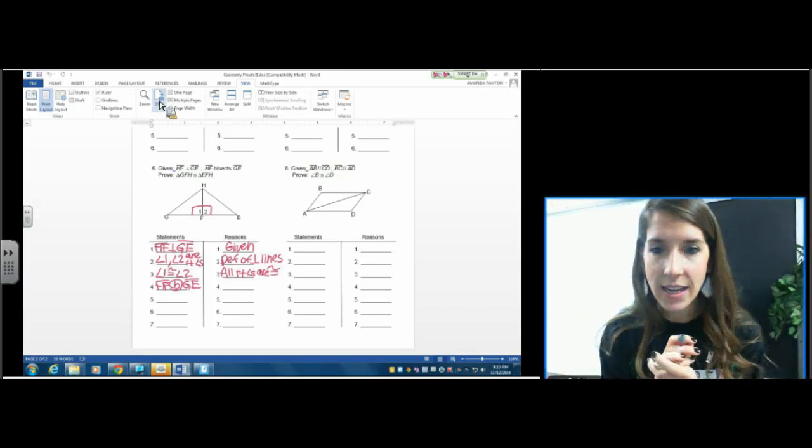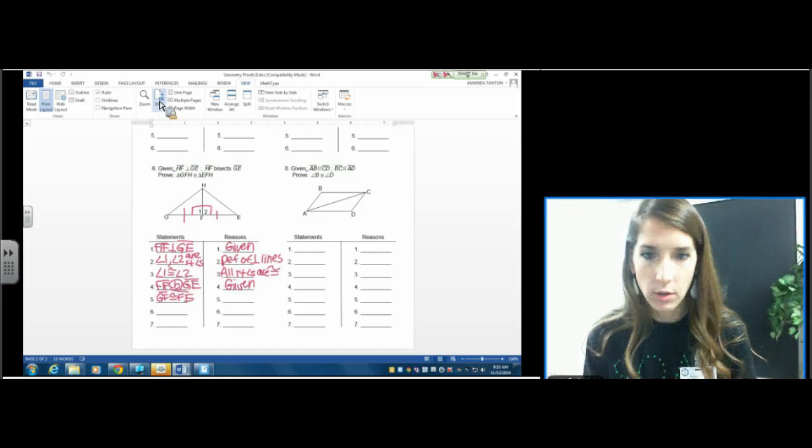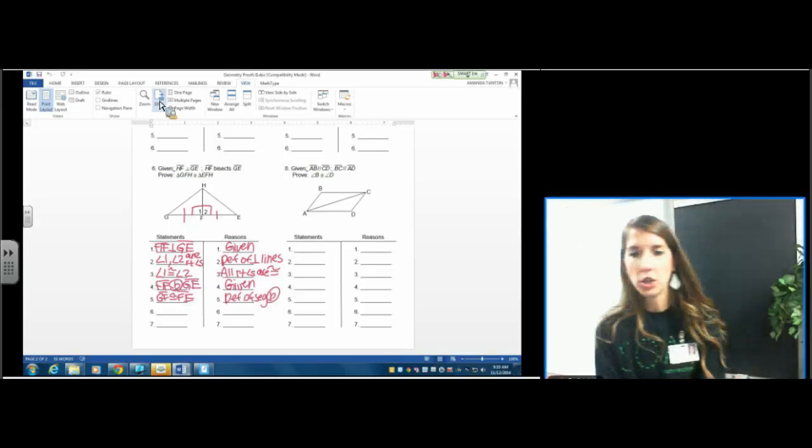Let's go to the next given. The next given is HF bisects GE. Well, when I know a segment has been bisected, I go to my picture and I add tick marks. Well, if I'm going to add a marking to my picture, I have to document it. So I got too excited. Let me write given. There's given. Now I'm going to document the fact that I added tick marks. GF is congruent to FE. All I'm doing is documenting what I added tick marks to. What's the reason? Well, it's definition of segment bisector. Make sure you put the seg in there so I know it's not an angle bisector or something else.